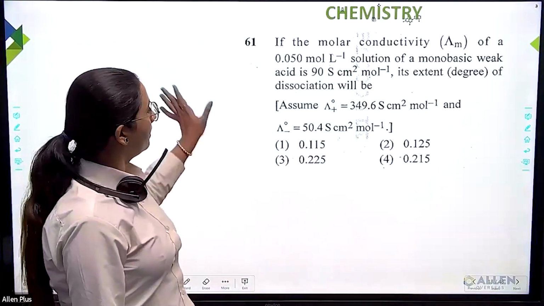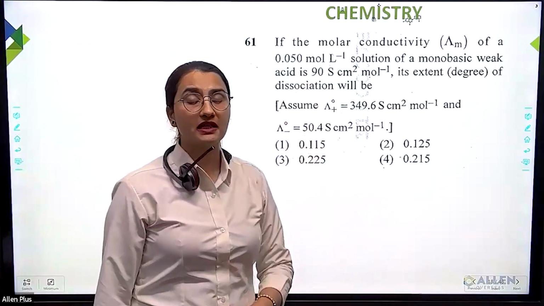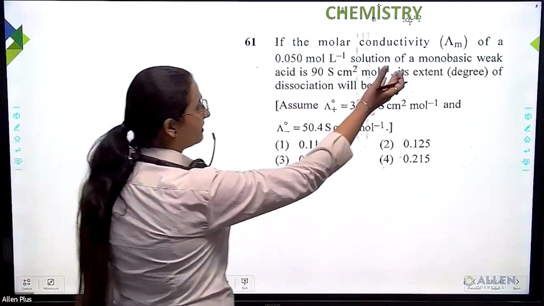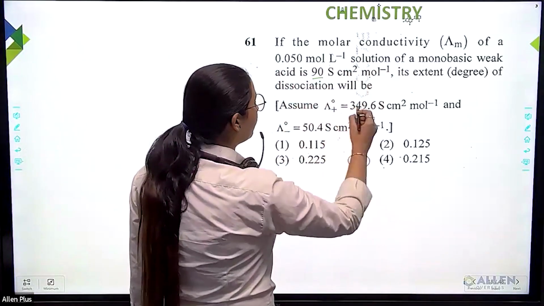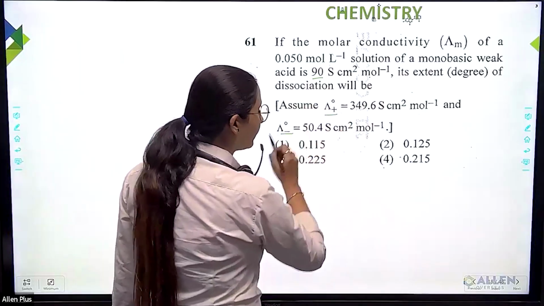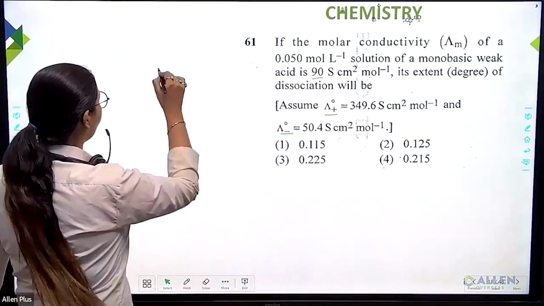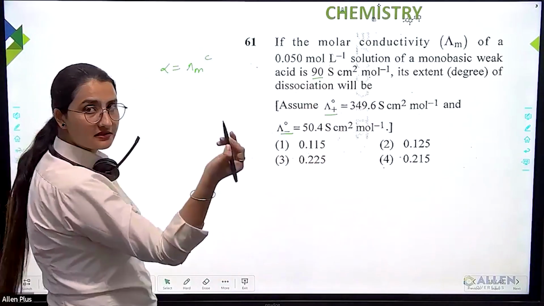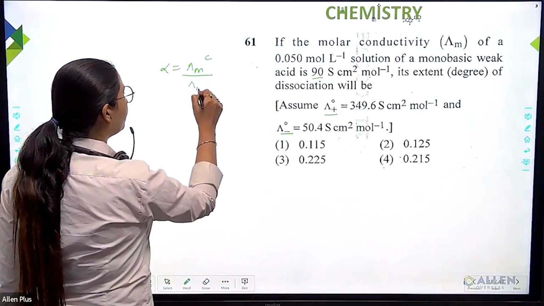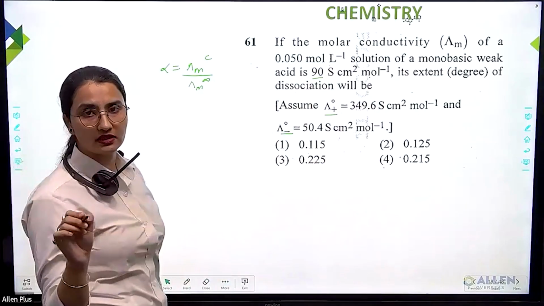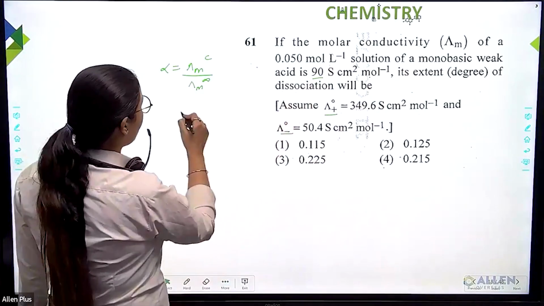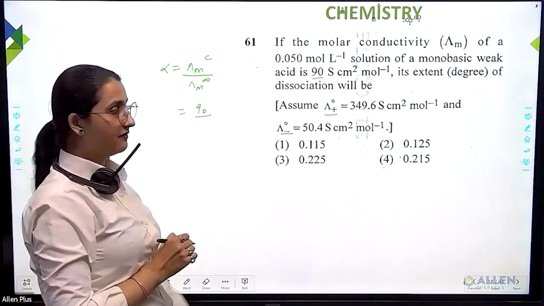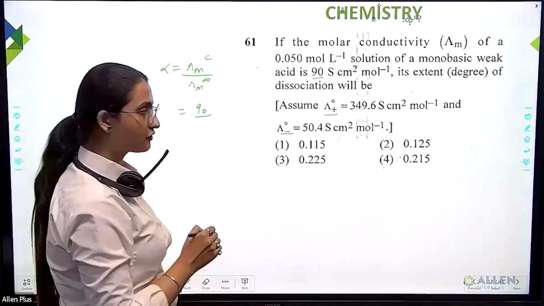Fine. Okay, so this is from electrochemistry. Lambda m is given, this is of a concentration. Lambda m infinity we can find from this. What's the formula for alpha we have done? Alpha is lambda m at any concentration by lambda m infinity. Direct formula. Easy. What's lambda m at any concentration? 90. Lambda m at infinity I'll find by adding these two.